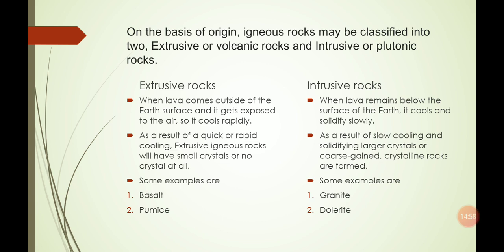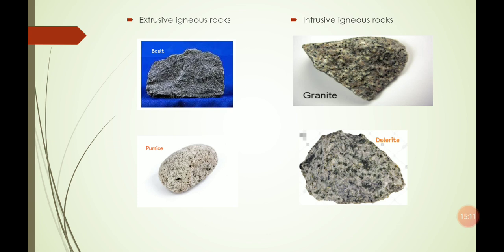And intrusive rocks are formed when magma solidifies inside the earth's surface, below the earth's surface, and it forms larger crystals. See, there is a picture of some examples: basalt and pumice, and the intrusive igneous rocks, granite and dolerite.